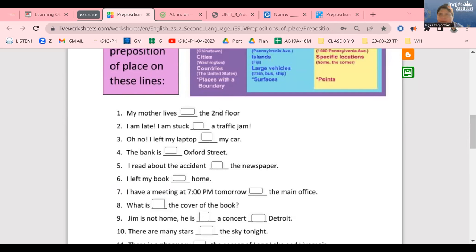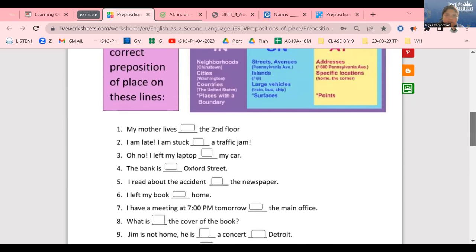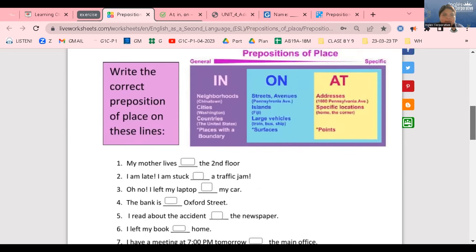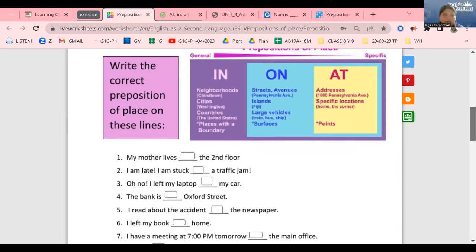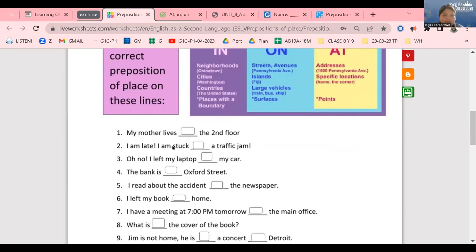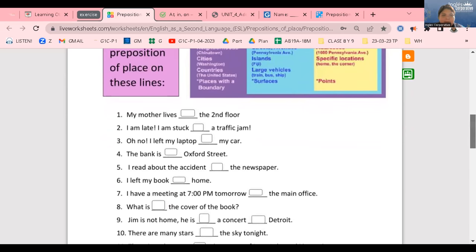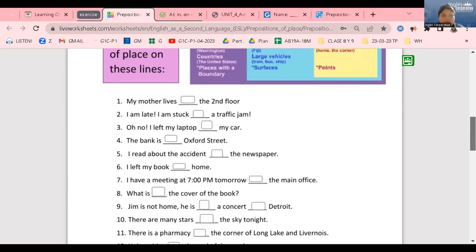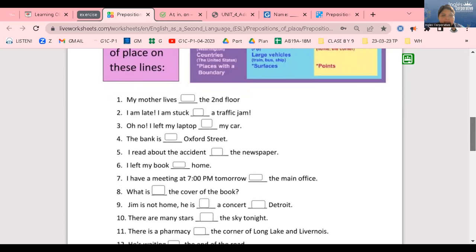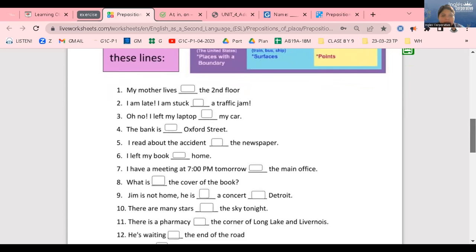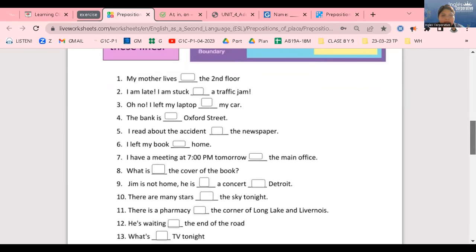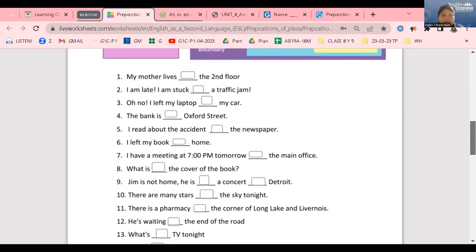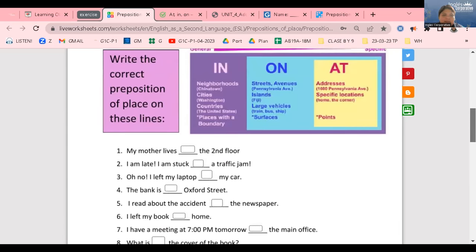Let me see. Okay, so now we will continue with another activity and you have to complete that using the right preposition in, on, or at in the following spaces. I am late, I'm stuck in a traffic jam. The bank is on Oxford Street. I read about the accident in the newspaper. I have a meeting at 7 p.m. tomorrow in the main office. So you need to discuss that, right?